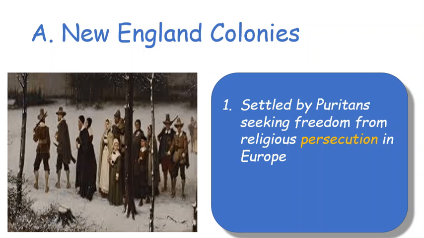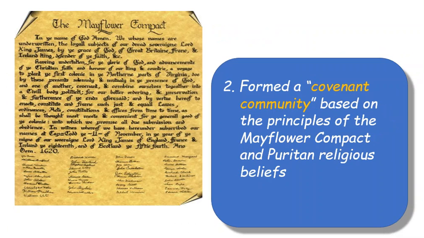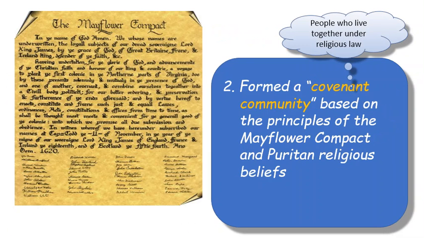They were being persecuted in Europe. They were being treated badly and picked on. They were going against the official government religion, and therefore they sought refuge. They sought safety. They sought a place to practice their religion in the New World. Okay, and they landed up in the New England colonies, and there they formed a covenant community. And covenant community refers to people who live together. They agreed to live together and abide by, or follow, religious law.